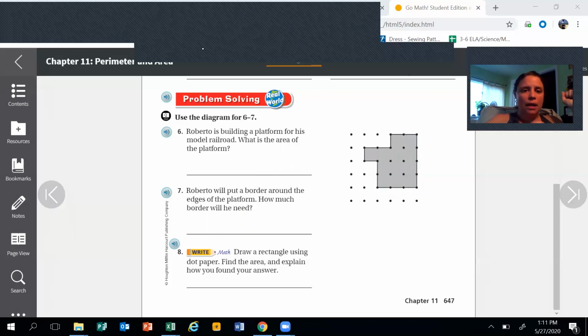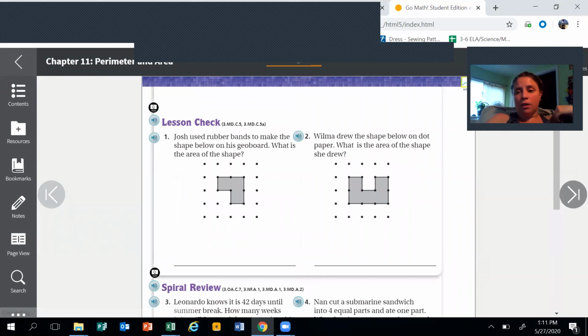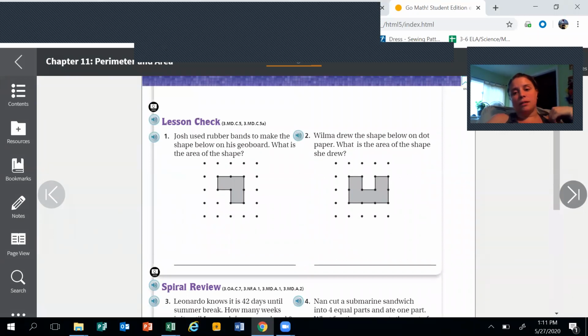Okay, so that was this page. Let's look at the next page, which I'm not going to do with you because I never do. The first two are quizzes. The same thing we just did. Make sure you draw all those little squares in and count them. And make sure you write square units. Don't just write the number.